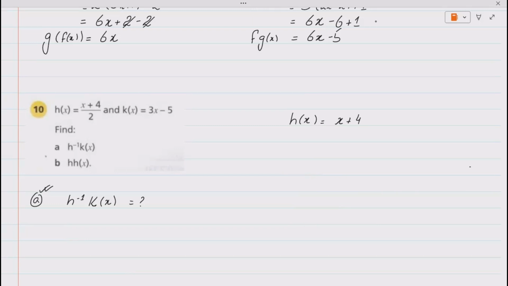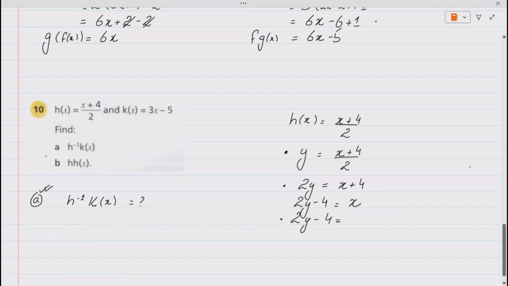h of x is x plus 4 upon 2. First step, we replace h of x with y: y is x plus 4 upon 2. So this 2 goes there, 2y. In the second step, we find the value of x: 2y minus 4 equals x. In step 3, just replace x with h inverse because we now find h inverse, and in step 4 replace y with x. So h inverse of x is 2x minus 4.